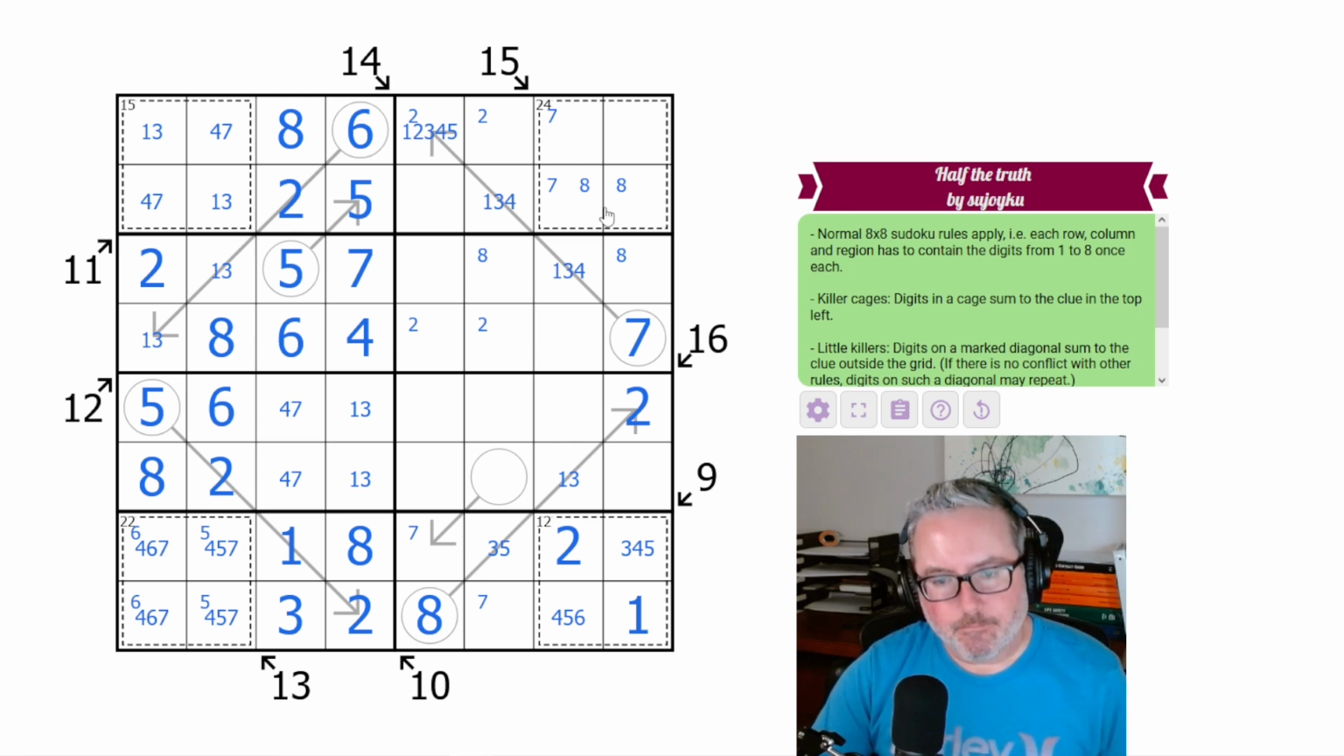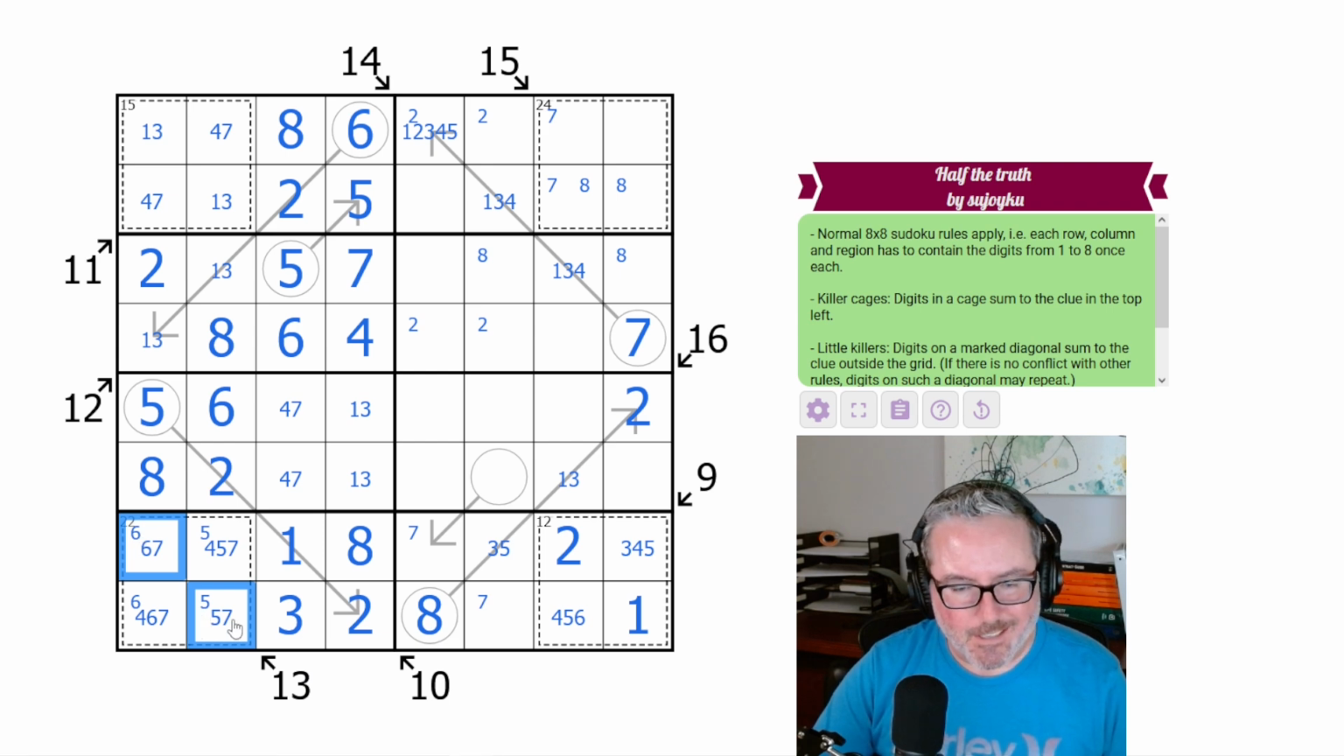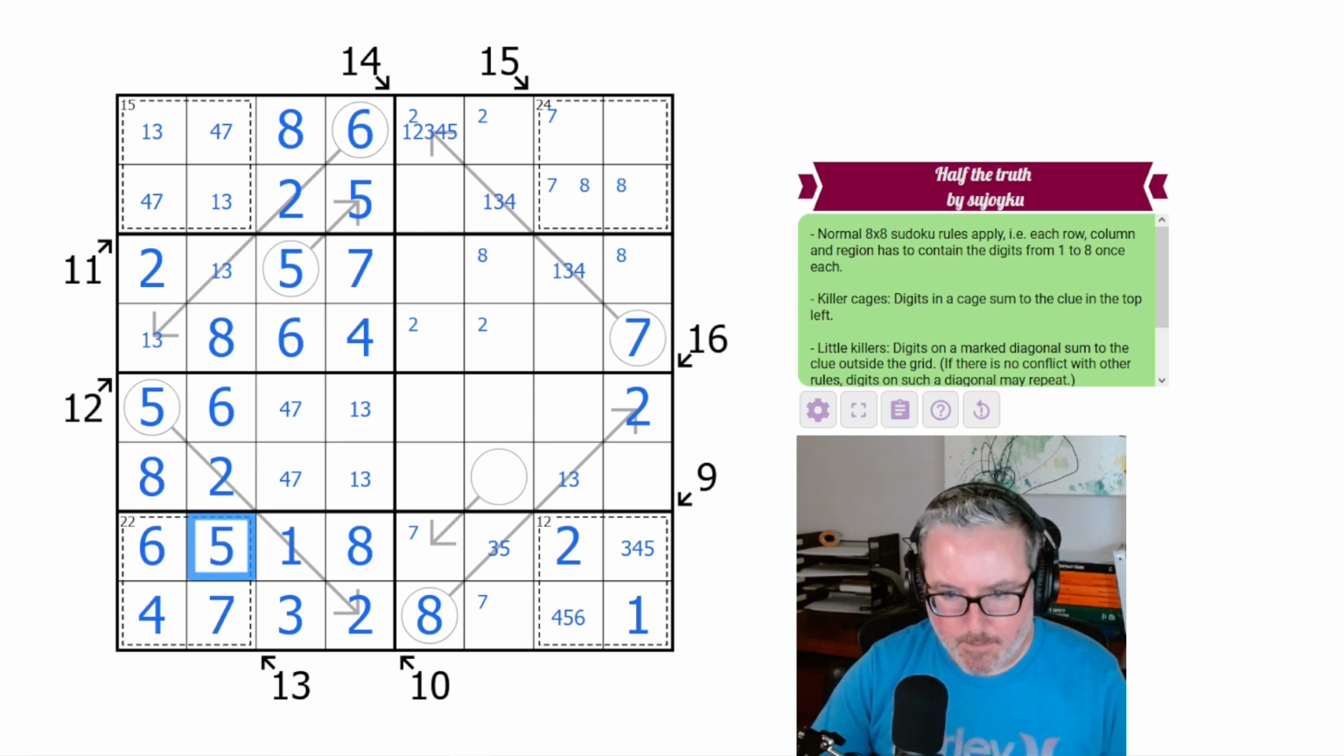Is there some... Let's look at this 13 cage, or 13 little killer. These can never be 4s. The only way to make 13 from these 2 digits is 7 and 6. So this is 7. This is 6. This has to be 4. This has to be 5. This might just break everything open.